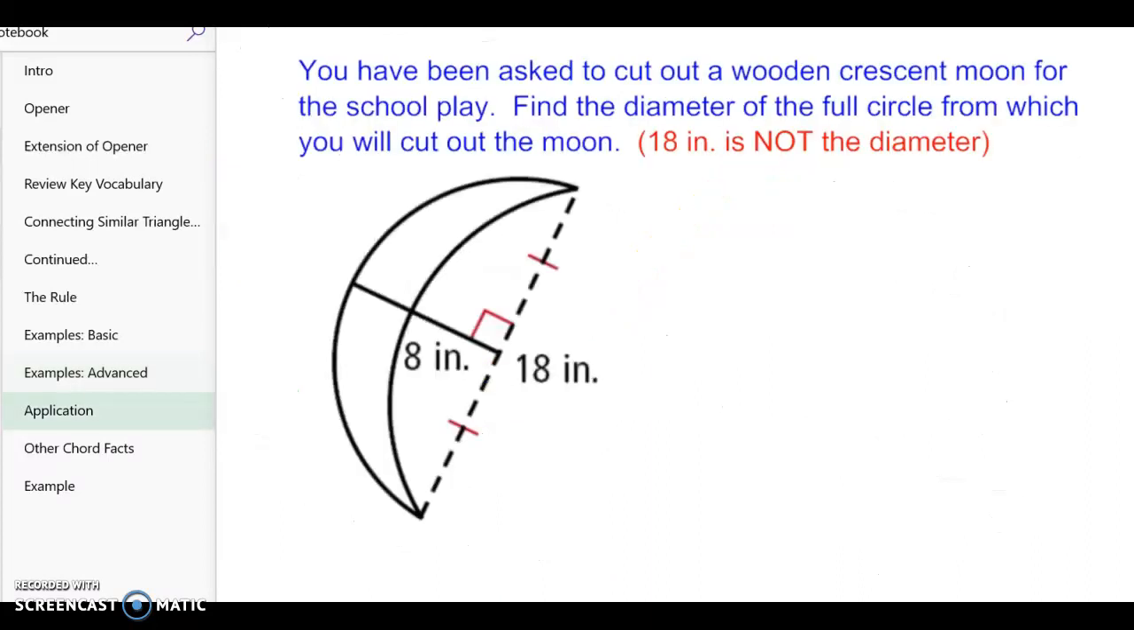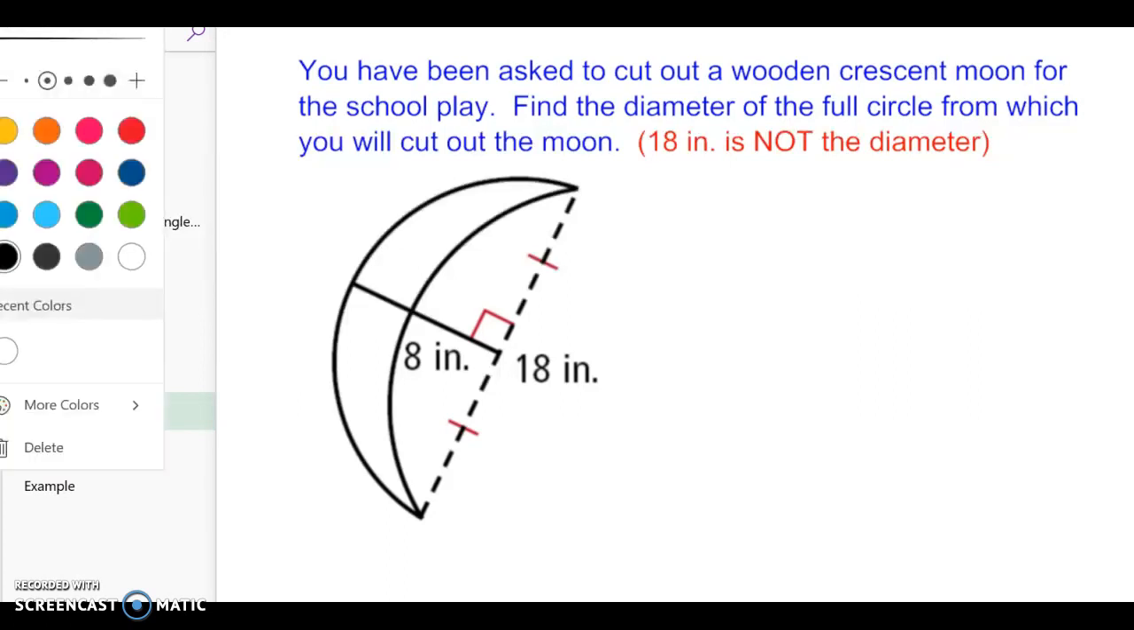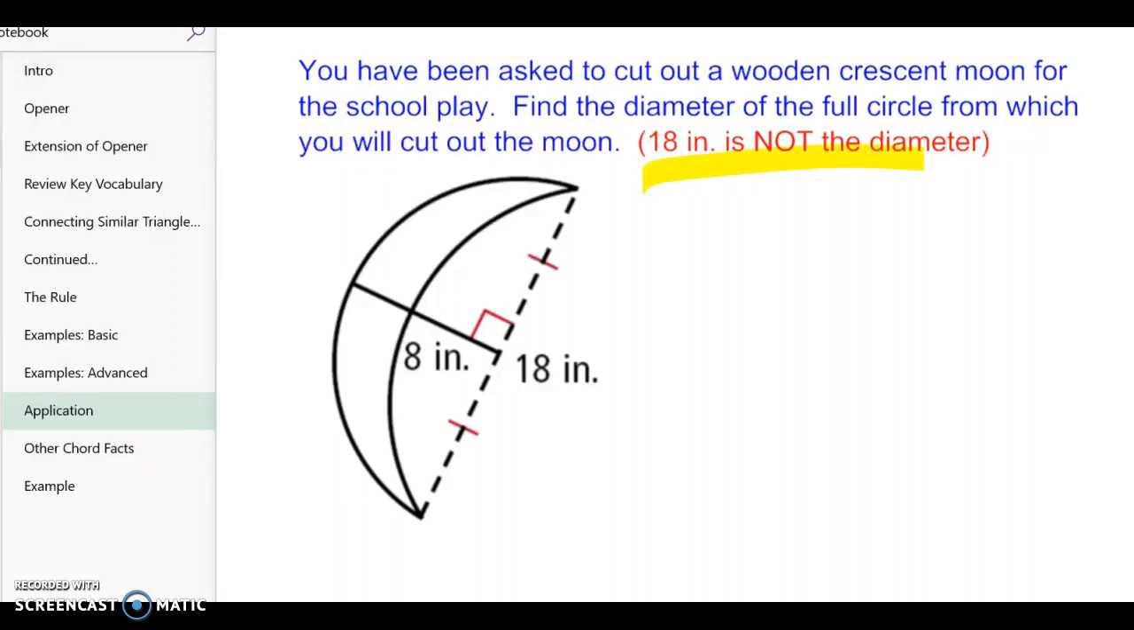Now, the next thing you're going to have is an application problem. I'm going to get you started on this, but I want you guys to try this on your own and be ready to discuss it on Thursday. Notice that it says that 18 inches is not a diameter. So my hint to you is to finish the circle, knowing that it's not a diameter, and let's extend the shape.